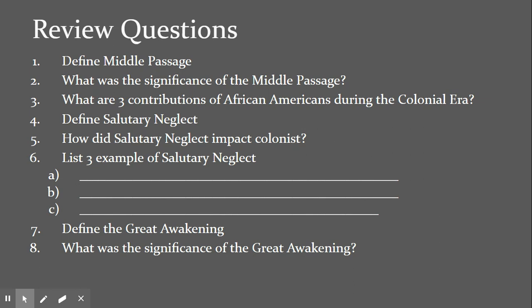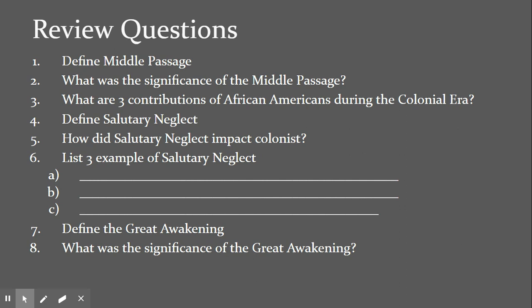How did it impact the colonies? It brought us together. We're going to form those three things. We're going to have town meetings, which are going to be very important, especially in the New England colonies. Then we're going to have the House of Burgesses. And then we're going to have the Mayflower Compact.